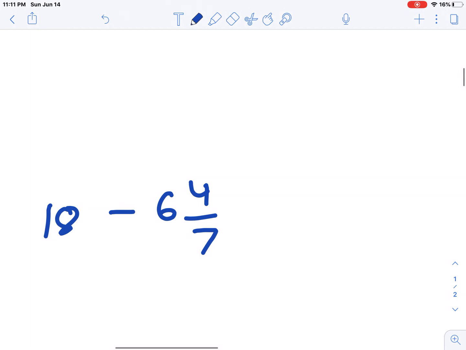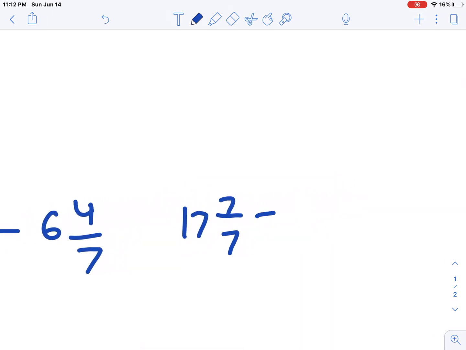There's one where you could go 18 and 1. But since this is a mixed number, what you have to do is make it 17 and then 7/7, because this right here equals 1 whole, which makes this also equal 18 by itself. So now since I have 17 here, I just carry this over right here.